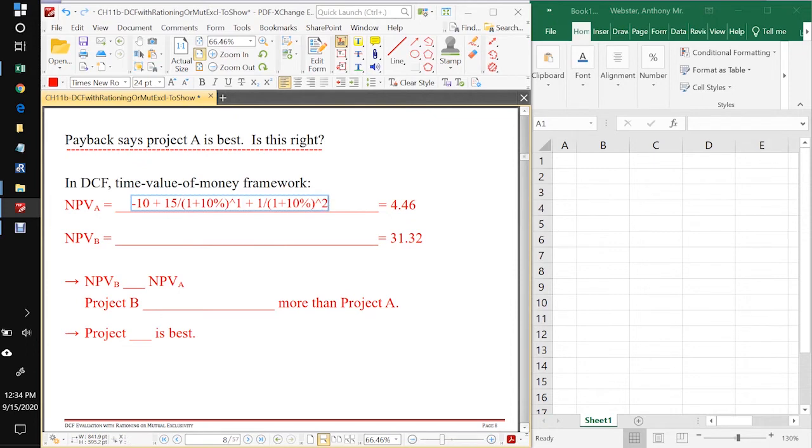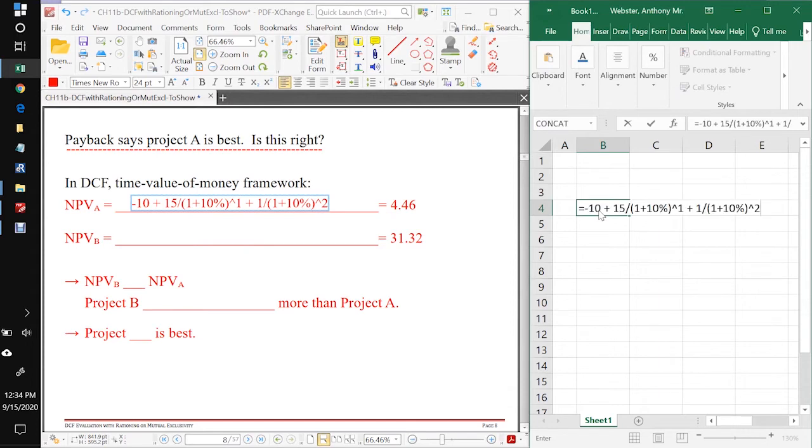And I'm here to tell you that the answer to this NPV is 4.46, but you know by now you should never trust my numerical calculations. So let's see what we get. Okay, so I put this into Excel and I get the same answer, so I'm pretty happy.